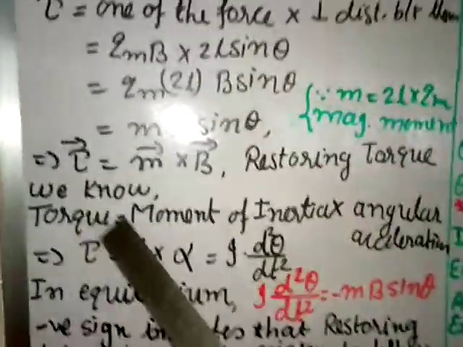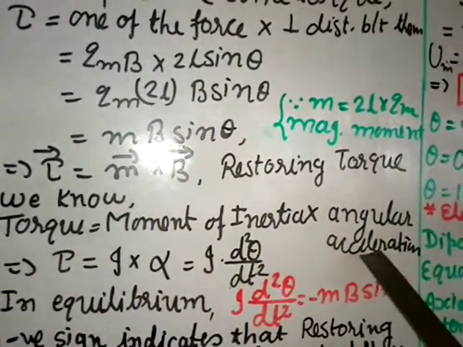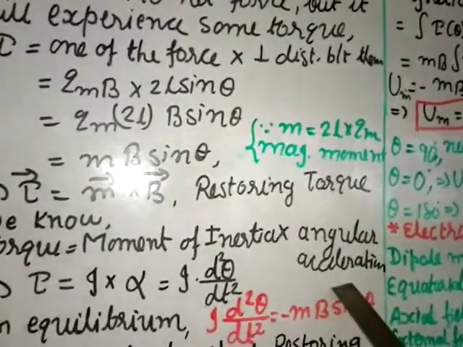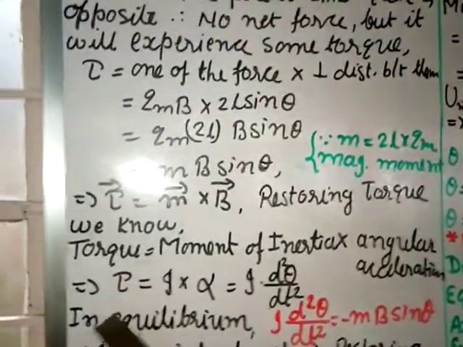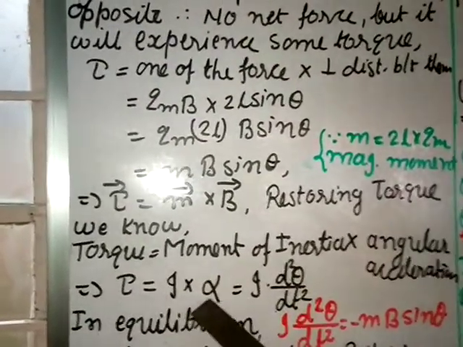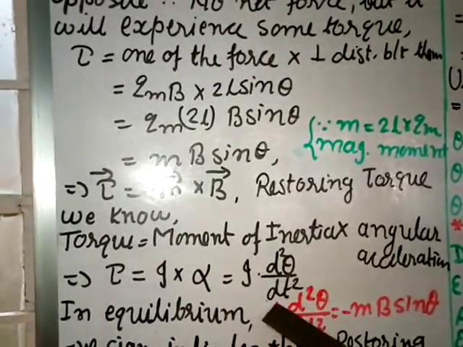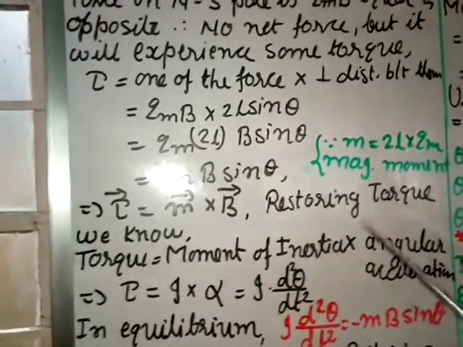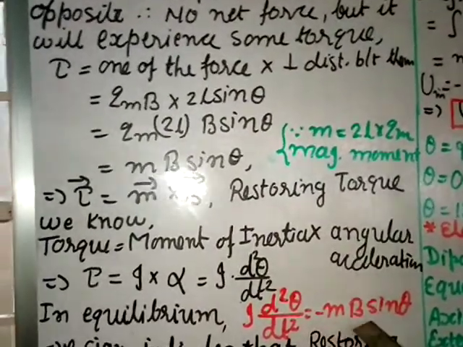We also know that torque is given by moment of inertia into angular acceleration. Angular acceleration means if theta is the displacement, d theta by dt will be angular velocity, and angular acceleration will be d square theta by dt square. So I can write torque tau is equal to moment of inertia, which I assumed before as I, times angular acceleration alpha. Alpha in terms of theta can be written as d square theta by dt square. Now in equilibrium, this torque and this torque both will be equal and opposite. So I write I d square theta by dt square is equal to minus mB sine theta.